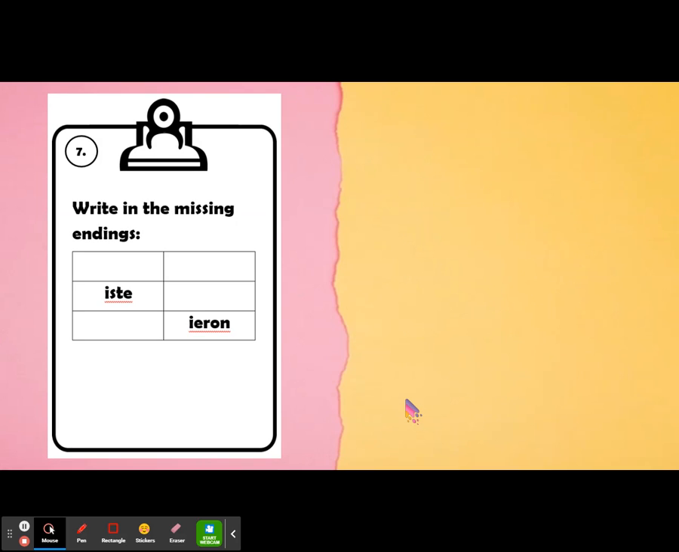All right, number 7. Write in the missing endings. Okay, so you have 2 of the 6 endings. What endings are missing? And what verb are these for? Okay, good. These are ER and IR verbs. And what endings are missing?